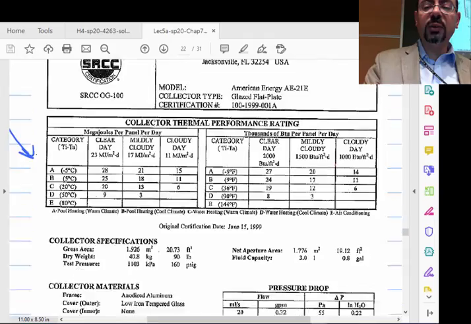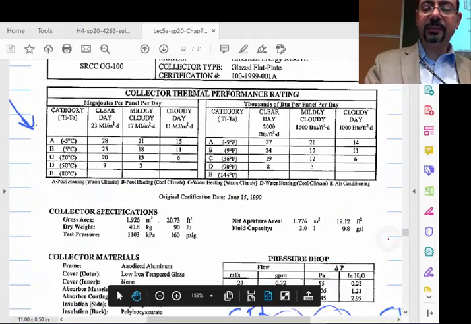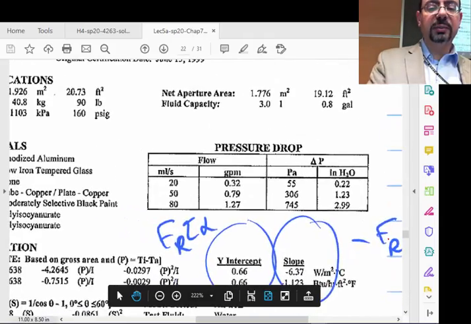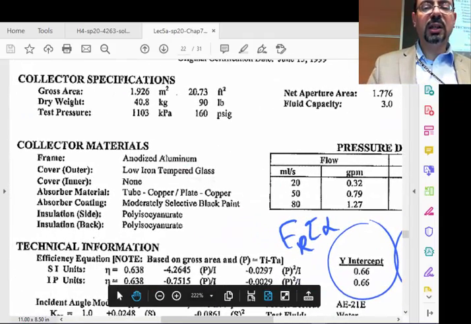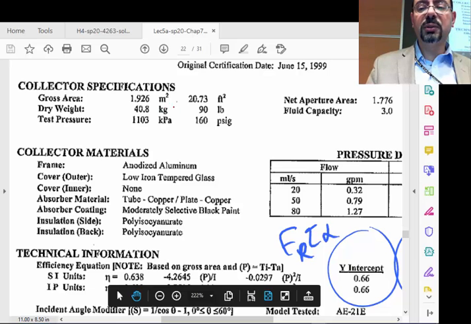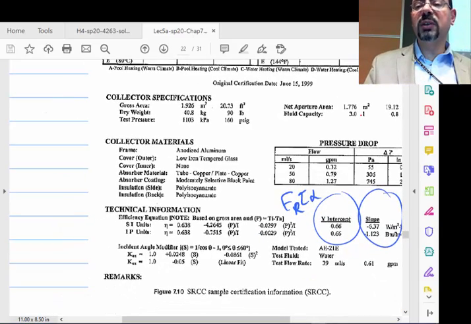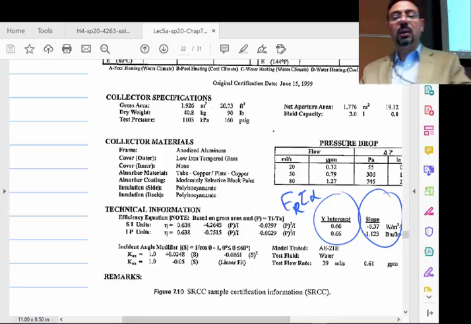But what we need from this data sheet is, look at this, the gross area. The gross area, that is the area that we will use. Okay, net aperture area, good for you, but we are not going to use your 1.77 meters square. We're going to use the 1.9. So gross area and aperture area. Again, use the gross area.